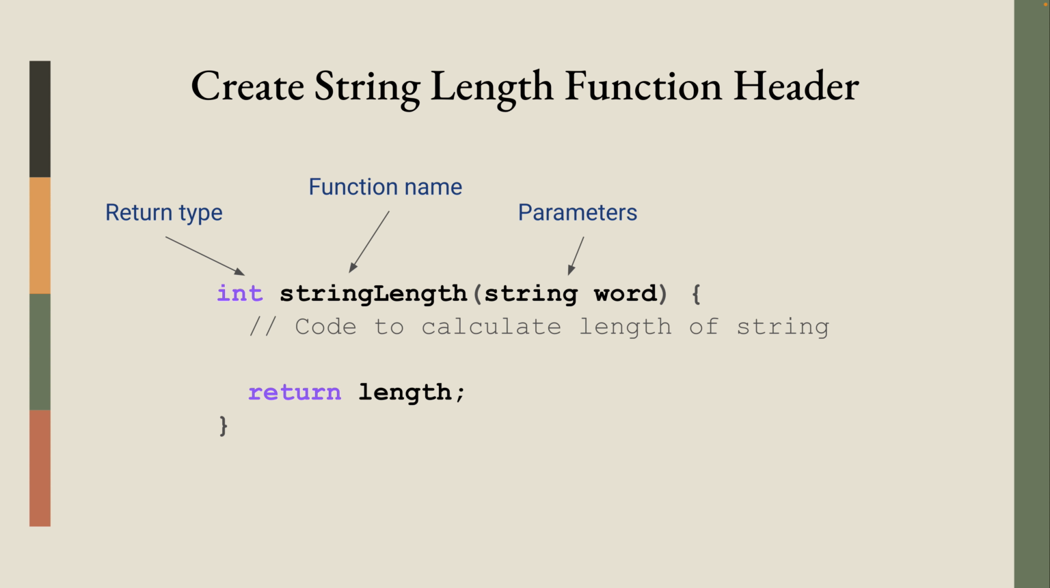Return, and let's say we have a variable length. We would return the length. What data type would this length variable need to be? It would have to be an int, so that we return an int.